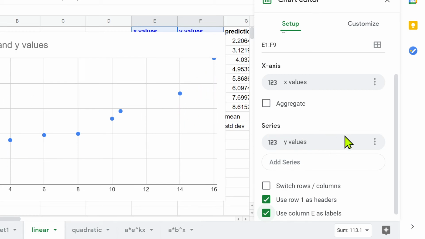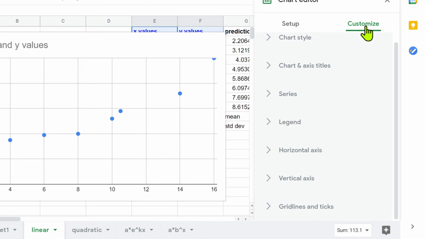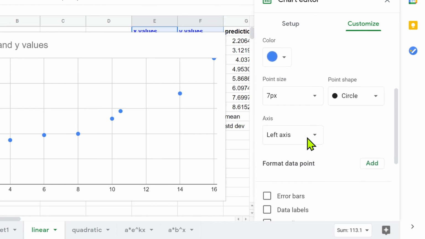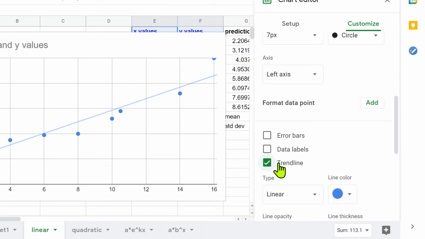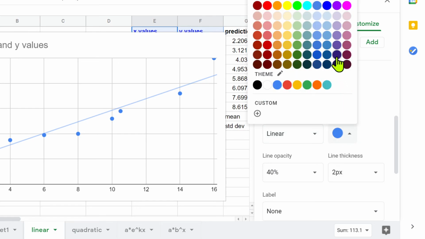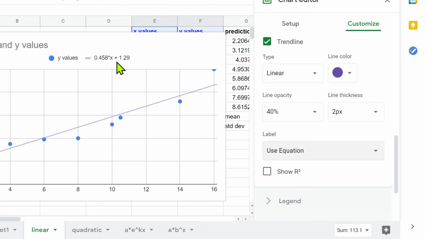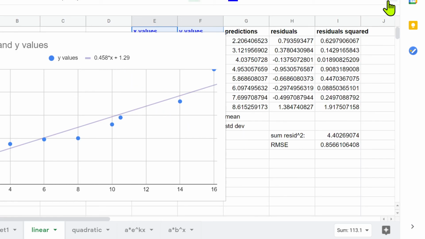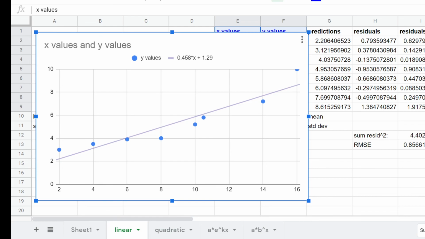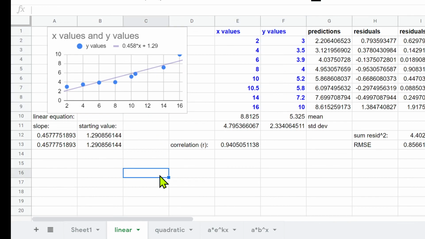Now, there's the scatter plot, but what we also want to do is include the equation, and that's always nice. So to include the equation, you go to customize, go to series, go to trend line, and there's the line, and we want a linear trend line this time. You could change the color, who cares? And then you want to put the label so that we are going to use the equation, and it's actually calculating the equation itself. It's not actually using your equation. So there we go, there's the equation, it's up here. And now I'm just going to resize this so that it fits nice and looks good. All right, there we go.